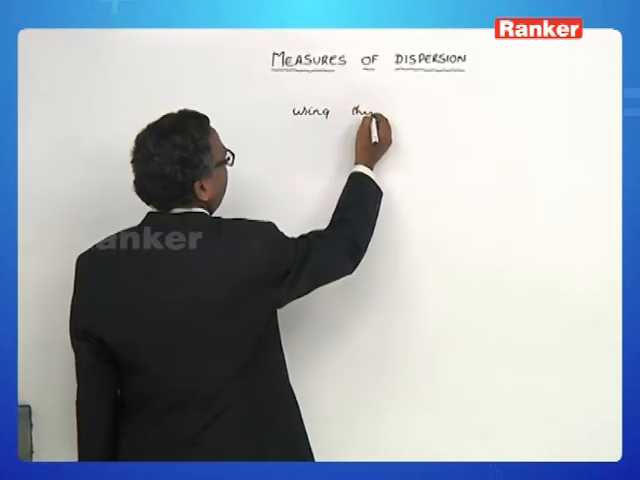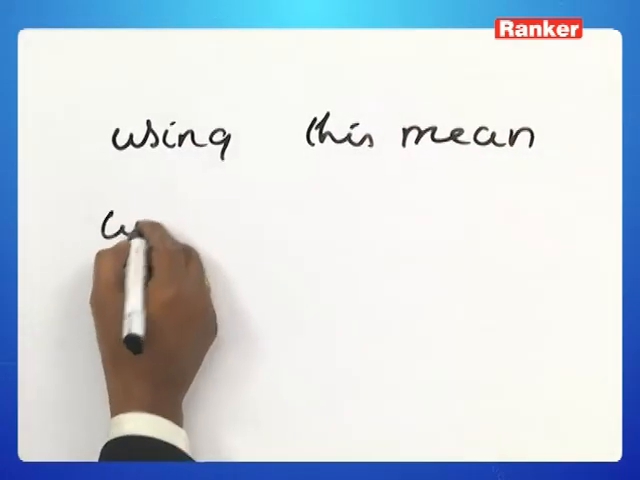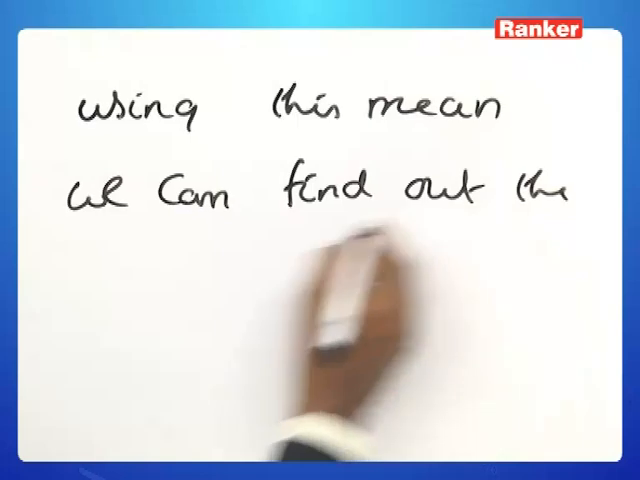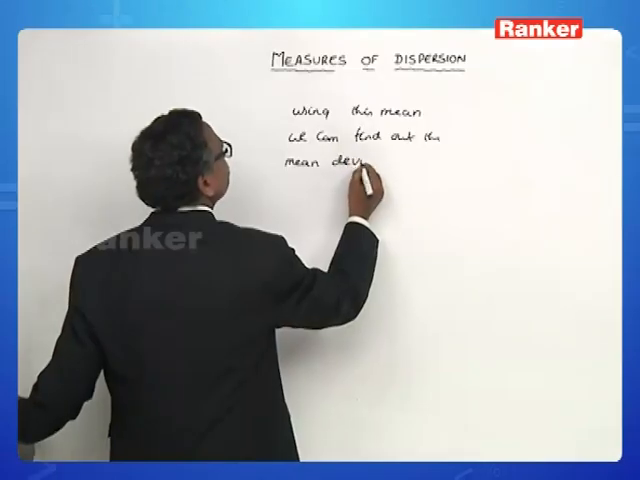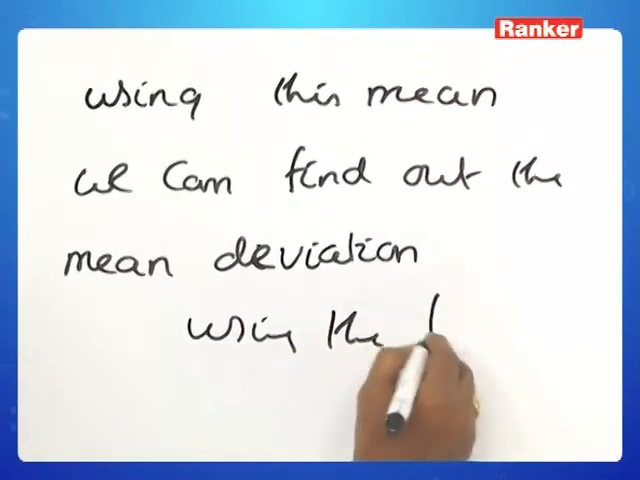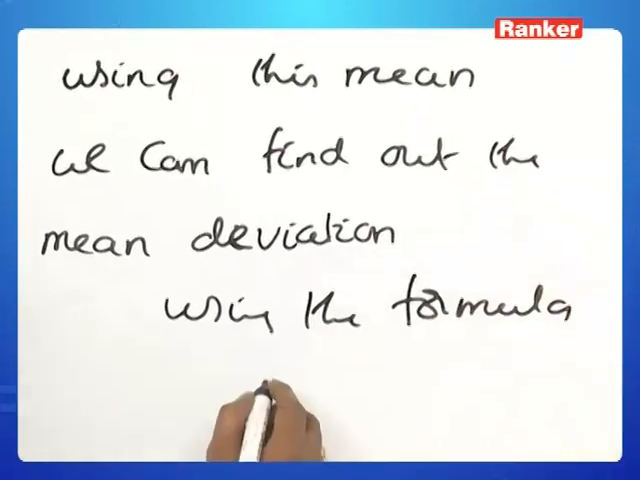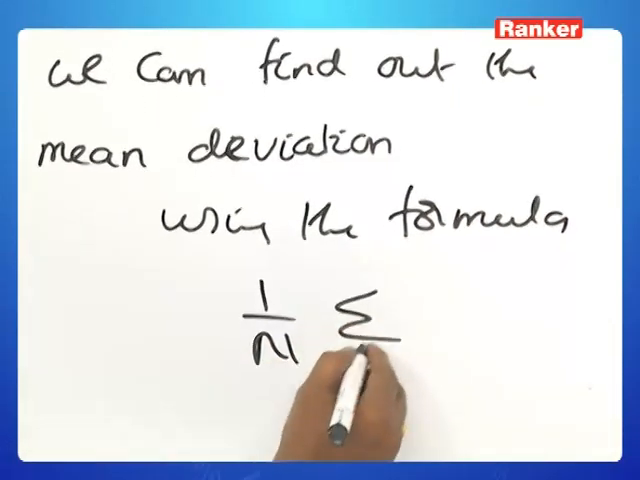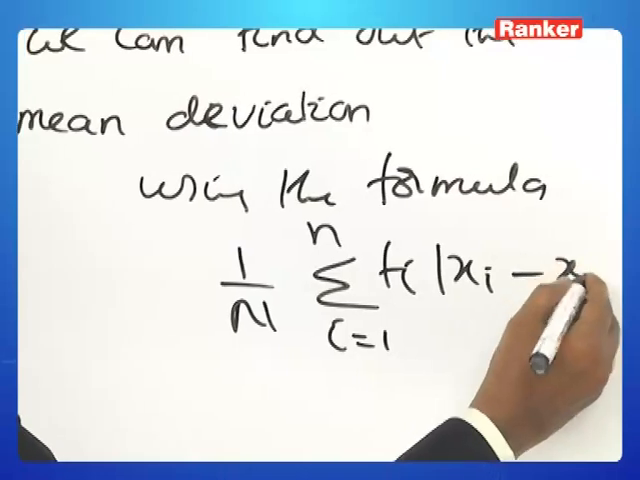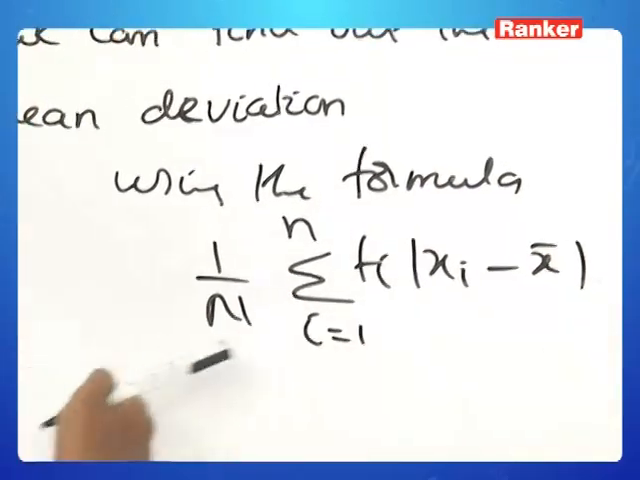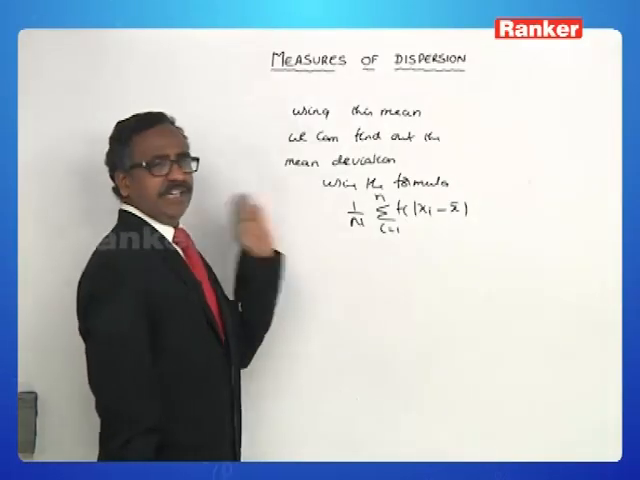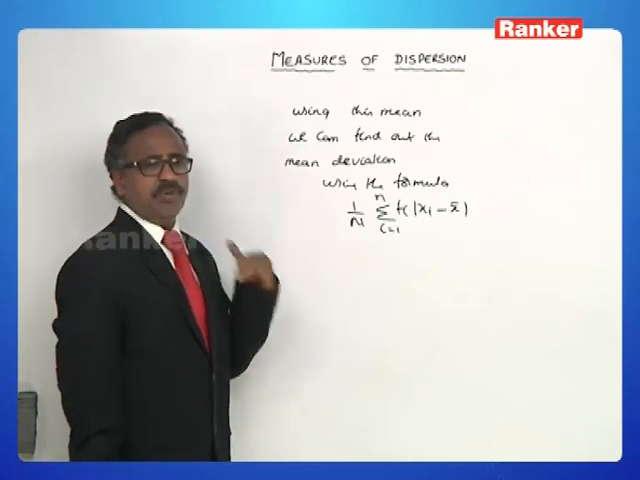Using this mean, we can find the mean deviation using the formula 1 by n into sigma i runs from 1 to n Fi into modulus of xi minus x bar. So we can calculate this to find the mean deviation. So mean deviation from mean is completed. Mean deviation from mode, mean, median we write.